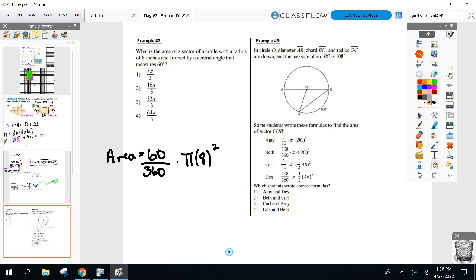Did anybody take a peek at the answers? It's a multiple choice question. Anybody take a peek at those? Let's do that now. What are they all in? They're all in terms of pi, right? Everyone see it? They're all in terms of pi. So probably our answer should have a pi in it.